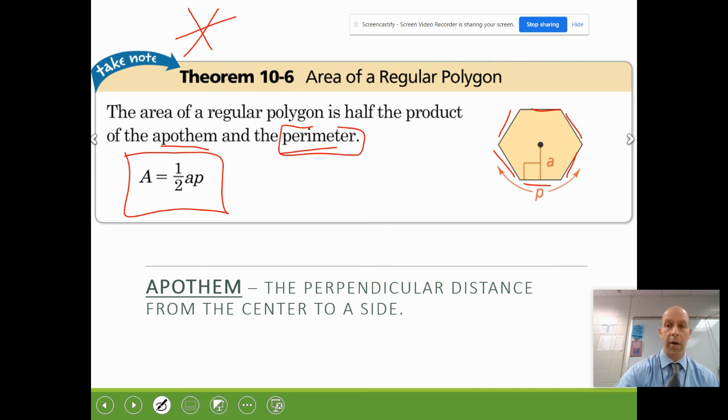The apothem, though, that's this segment right here. By the way, here's the definition of an apothem. It is the perpendicular distance from the center of a polygon to one of its sides. And I know that's a very unusual word, but that's what this little a is right there. The A is for apothem, and the P is for perimeter. I will derive this formula for you in class.